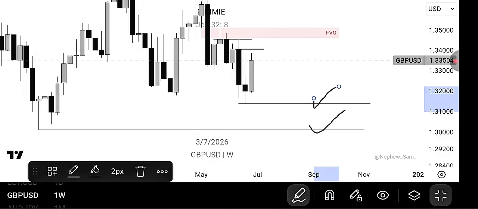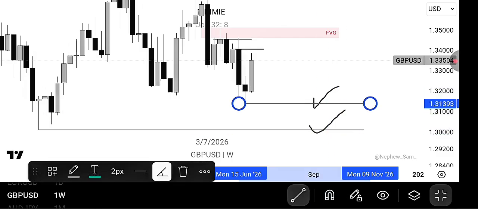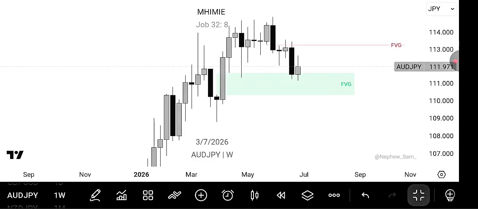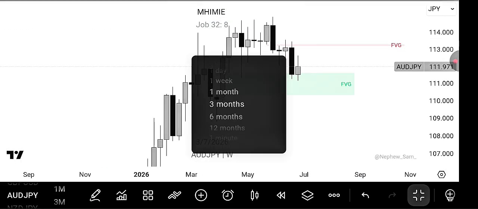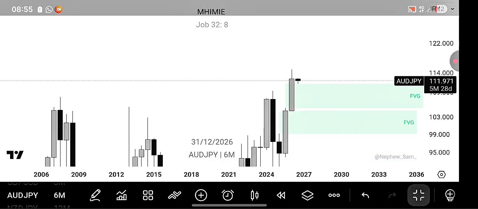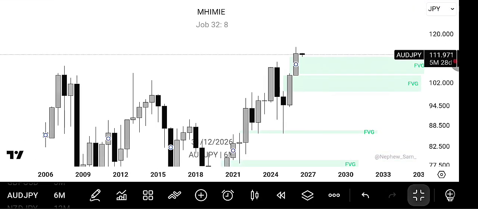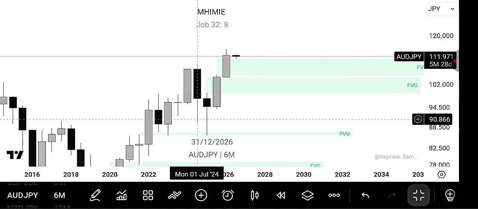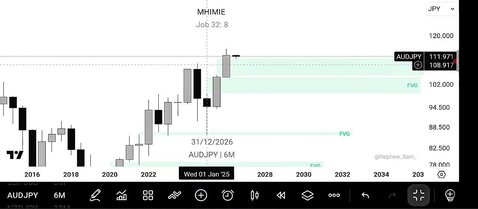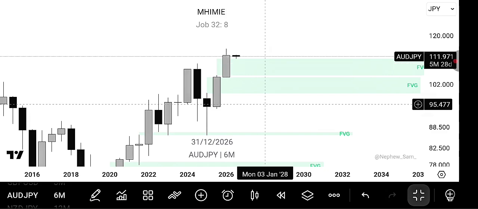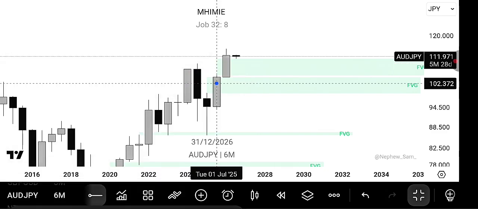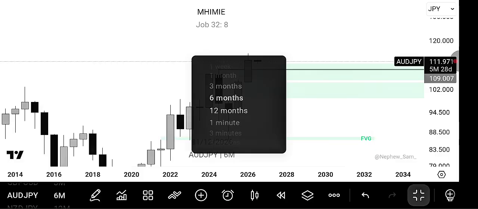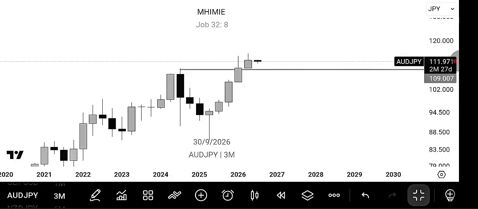All right, moving ahead, let's go to the JPY pairs. Starting off from the 6 month time frame, the 6 month time frame has completed its objective. Price took out this low and gave us a break of structure. So this is the order block for 6 months. All right, so the 3 month time frame.